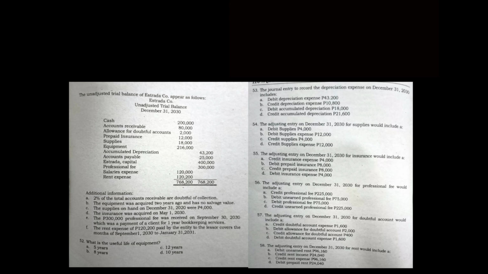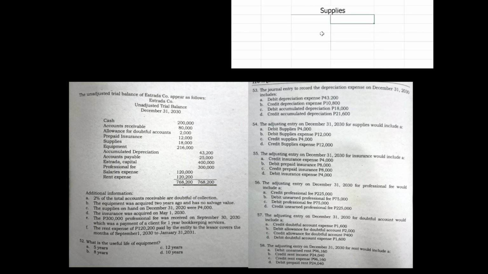Next, number 54, the adjusting entry on December 31, 2030 for supplies would include A. So, dito meron tayong typographical error. Okay, balik tayo sa problem. We have here the supplies of 18,000. And sabi sa additional information on letter C, the supplies on hand on December 31 were 4,000.